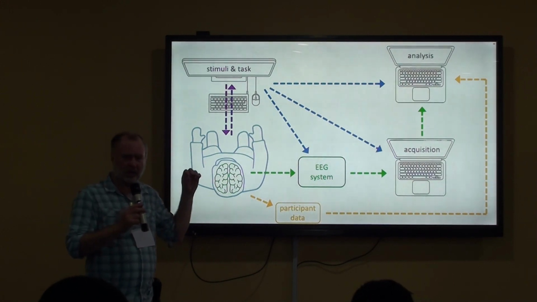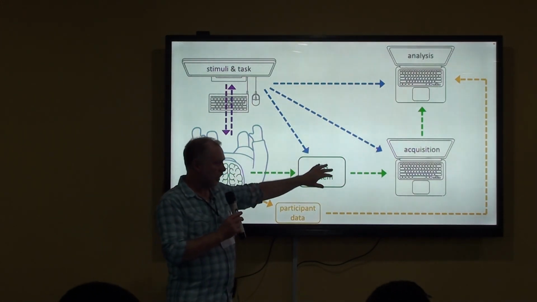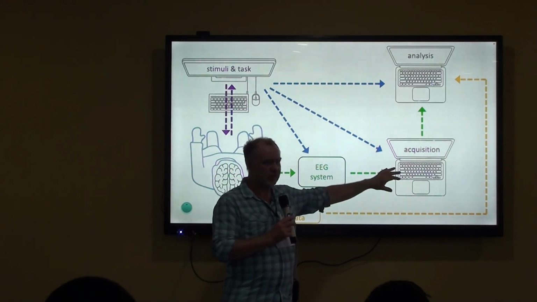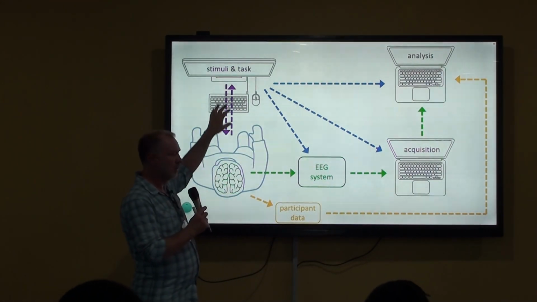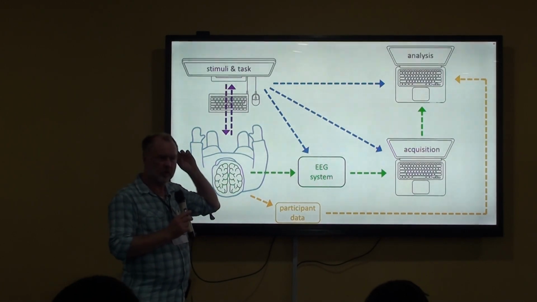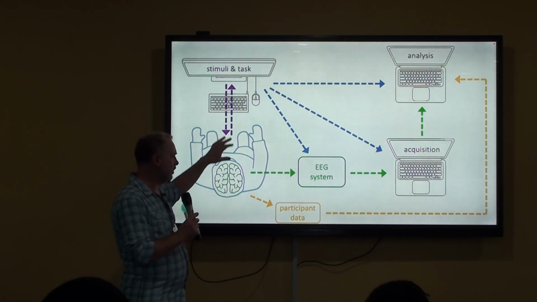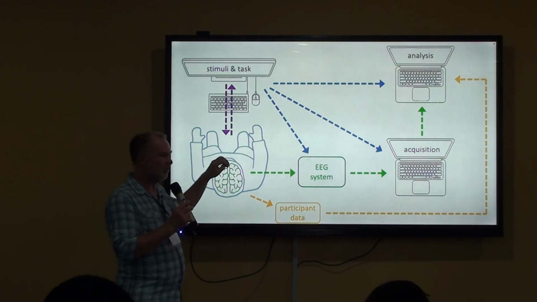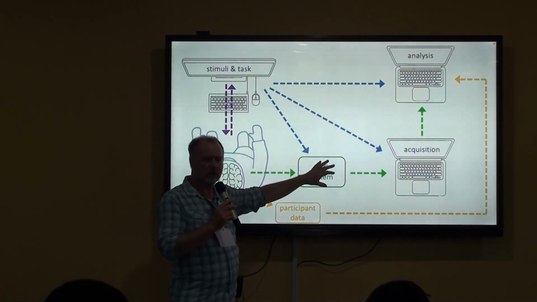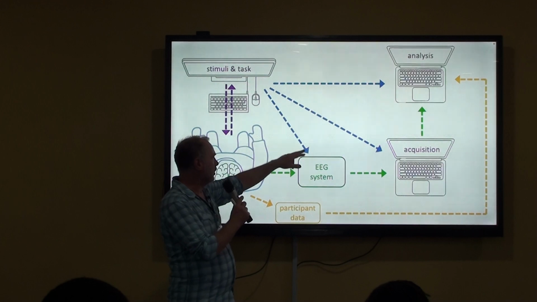So yesterday morning we looked at this part, the green arrow. Yesterday afternoon we looked at this part, the purple arrow. But what is important is that the information about what the participant is doing, and when the participant is doing it, is also recorded together with the EEG data. So this morning we're going to look at this part.